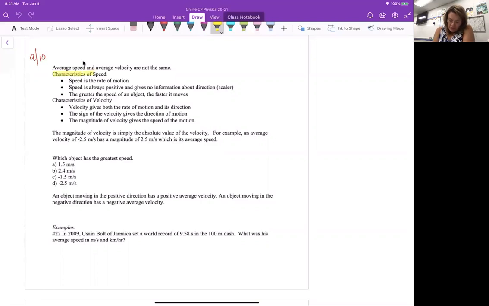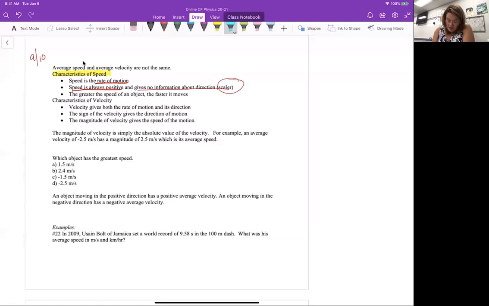Characteristics of speed. Speed is the rate of motion. Speed is always positive, because speed is distance over time. We can't have a negative distance and time can't be negative. And it gives us no information about direction. This is a scalar. A scalar only has a magnitude, no direction. The greater the speed of an object, the faster it moves.